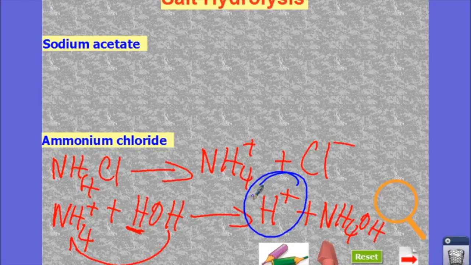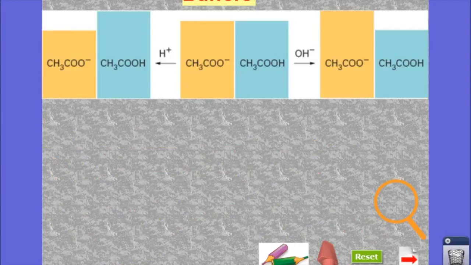When those ions react with water, if they produce hydroxide ion, the salt is basic. If it produces hydrogen ion, it is acidic.